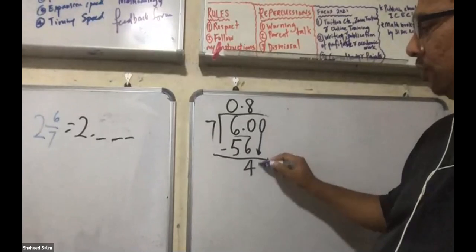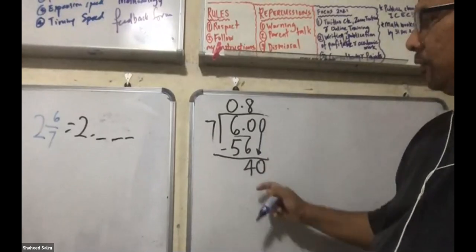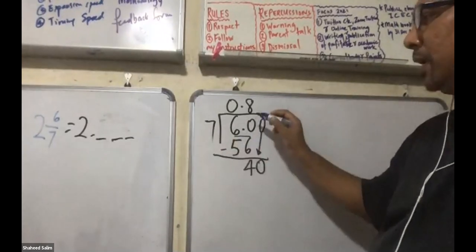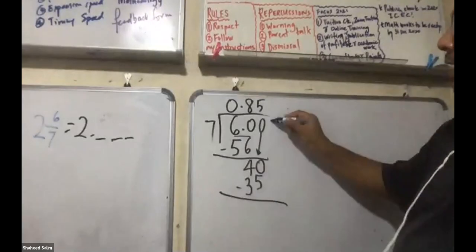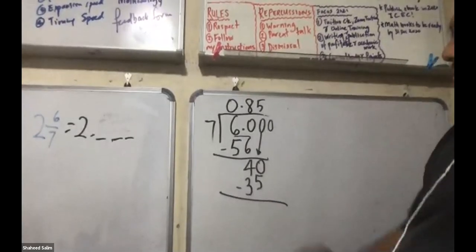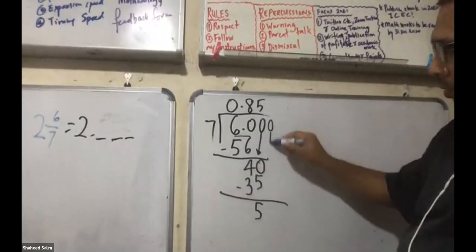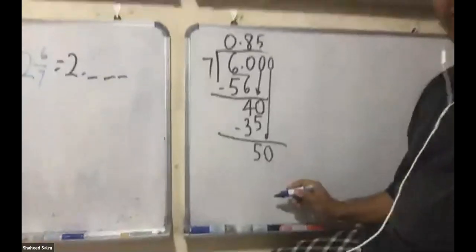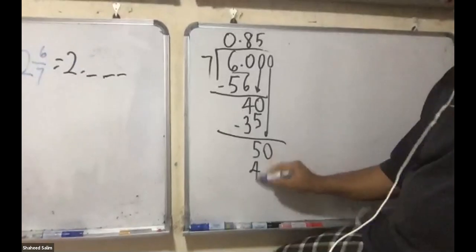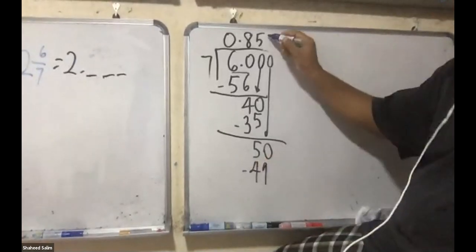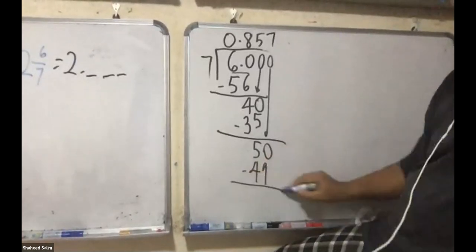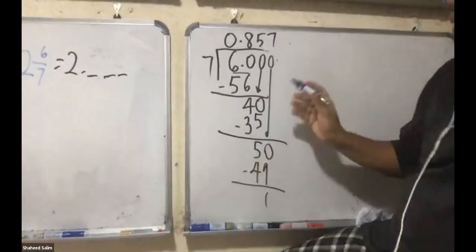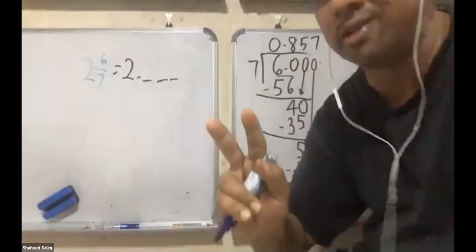Bring down the 0, 40. Can 40 be divided by 7? No, but a number smaller than that, 35. Add another 0. You can add as many zeros as you want. Minus, you get 5. Bring down the 0, 50. Now 50, you can get 49, 7 times 7 is 49. Actually you can continue, but you don't need to because you want 2 decimal places.